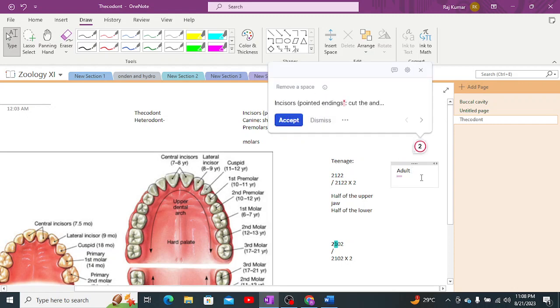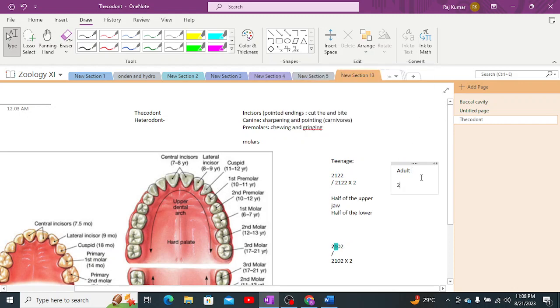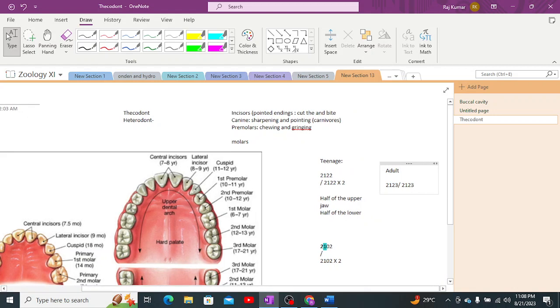Adult permanent teeth set formula, in which we have 2, 1, 2, 3 upon 2, 1, 2, 3, into 2. So what does that mean? That means that previously there were incisors, then canines, then premolars, but here the number of molars was increased in adulthood. Why? Because a third molar was added to the molars, which is known as the third molar or wisdom teeth.